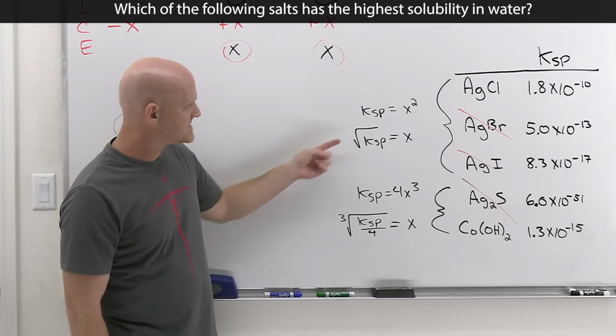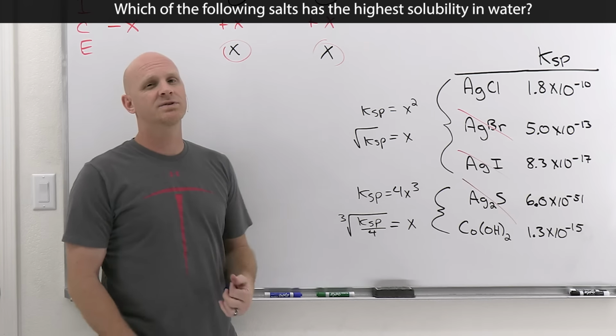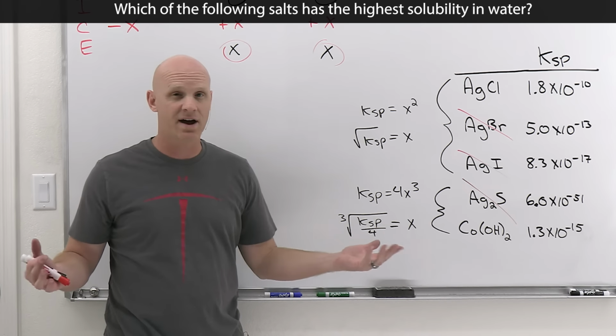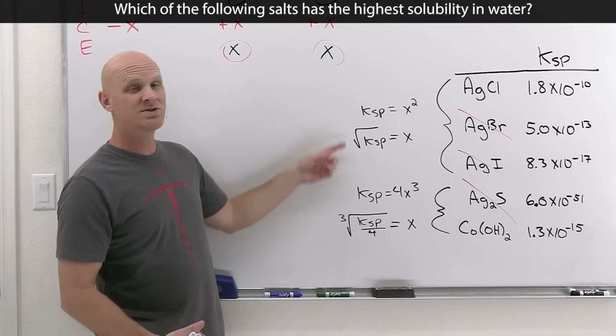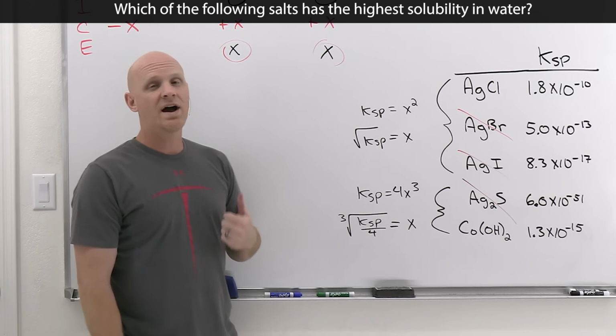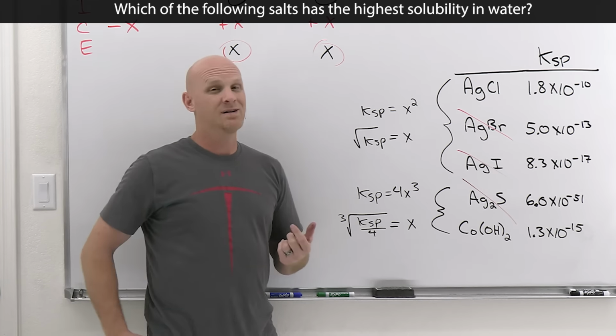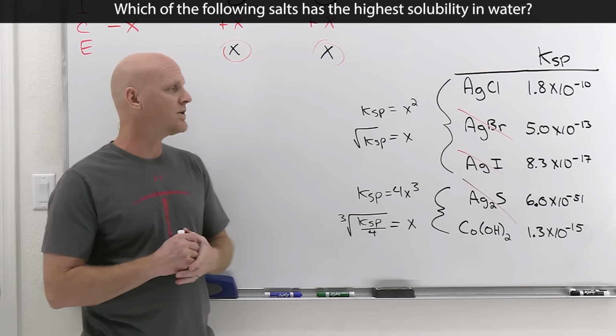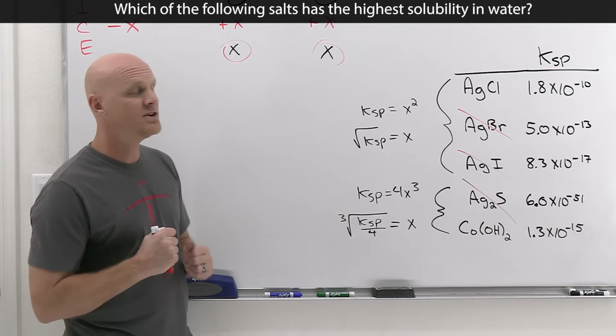Well, the problem is they follow two different equations as they're related to Ksp, and so I can't just say whichever one has the higher Ksp wins, because they've got two totally different formulas. So which one will have the highest value for x? Odds are, good chance you're doing a calculation here, unless you can ballpark it in your head.